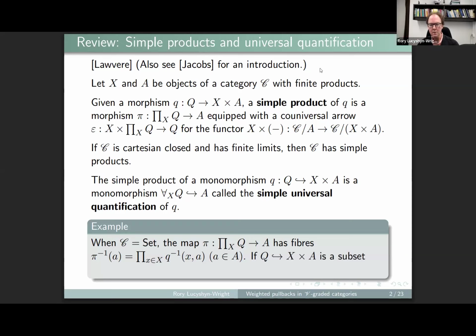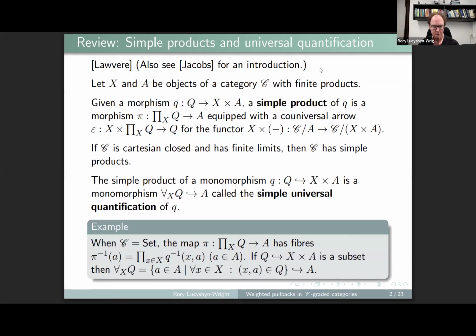And also, if Q is a subset of X times A, then when we take the simple universal quantification for all_X Q, it's now a subset of A, and it's the set of all little a in A such that for all x in X, the pair x comma a is in Q. So this is why indeed this is given by the for all quantifier in this case of Set. All right. So we've reviewed this material which originates with Lawvere, and it's a special case of Lawvere's ideas.